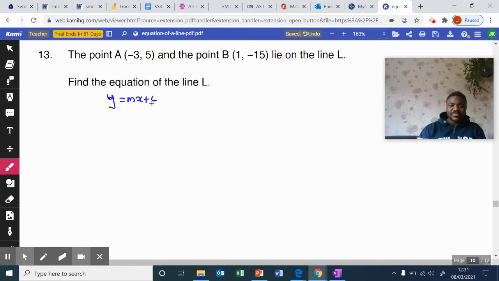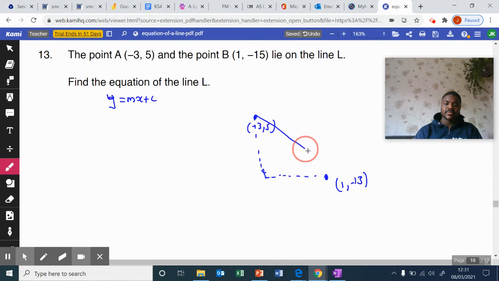Right, so the first thing we want to do is work out the gradient. We've got the point (-3, 5) somewhere here, and (1, -15). Well, 1 is bigger than -3, so we go a little bit to the right, and -15 is smaller than 5, so we go a little bit downwards. It's nice to have this little sketch so that you can envision what's going on. So we can see that this is a line going downwards as we read from left to right.